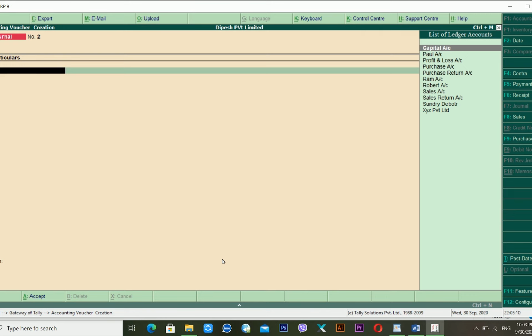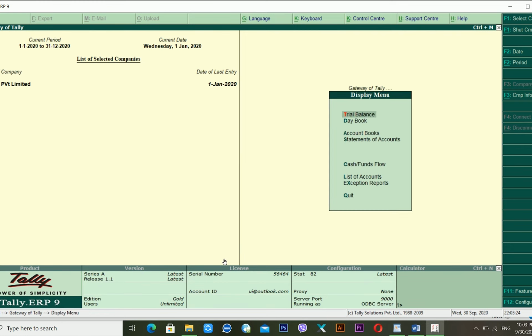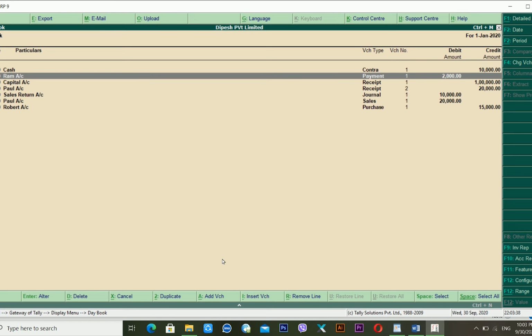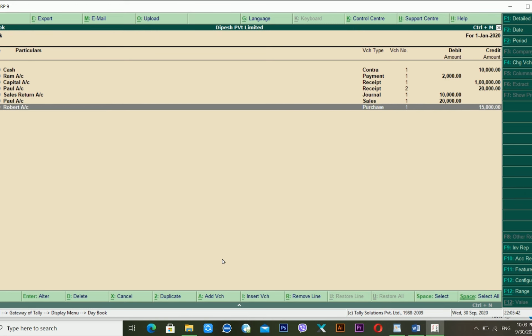But let's move on to our display. For this one, you just have to press Escape. So now we are in the beauty of Tally. To use the display, just press D, and for the daybook also press D again. So now we can see a few transactions we have already done on January 1. Okay, so we already used the contra voucher, payment voucher, receipt, journal, sales, and purchase.